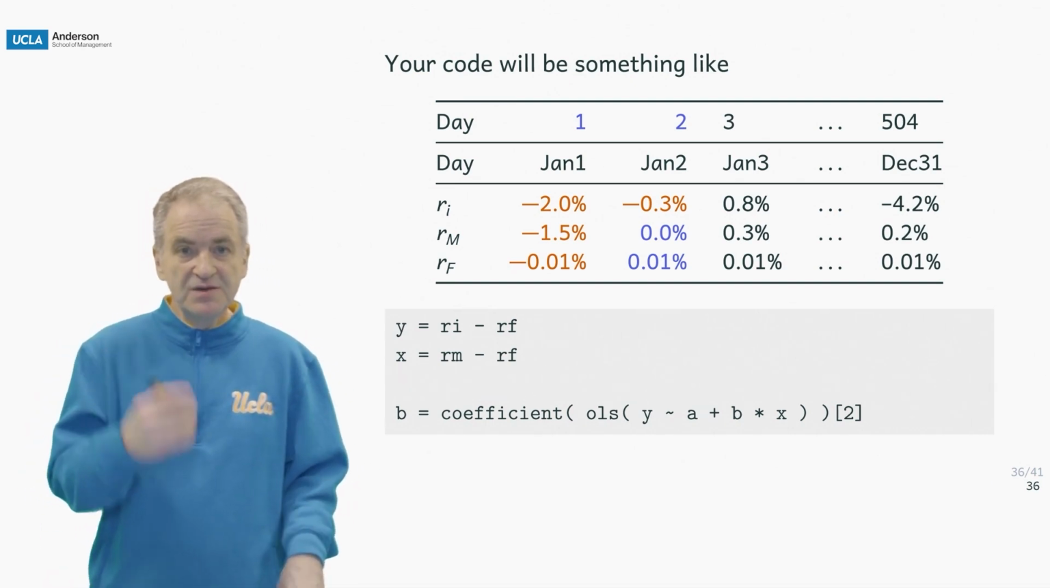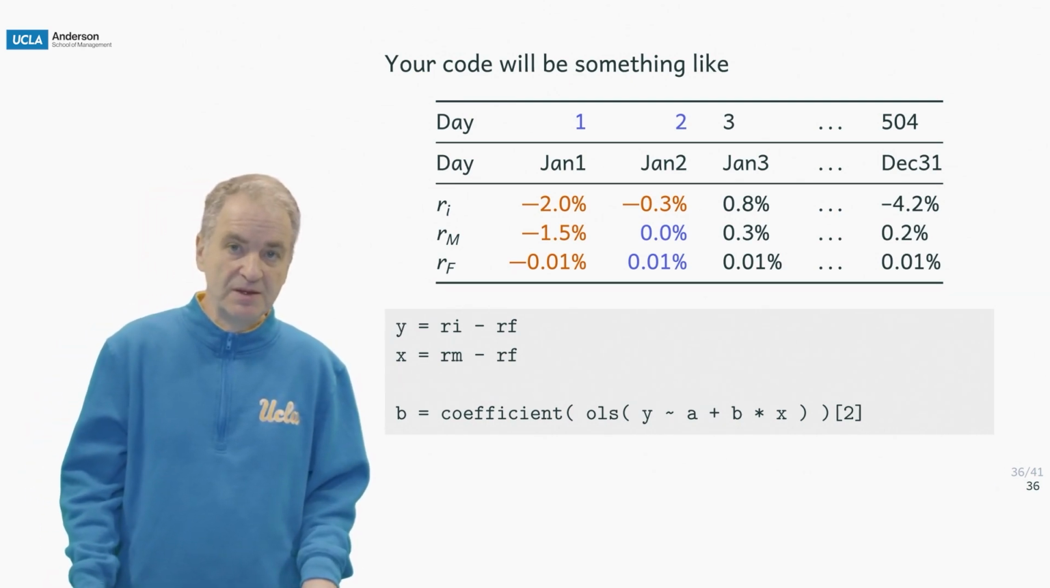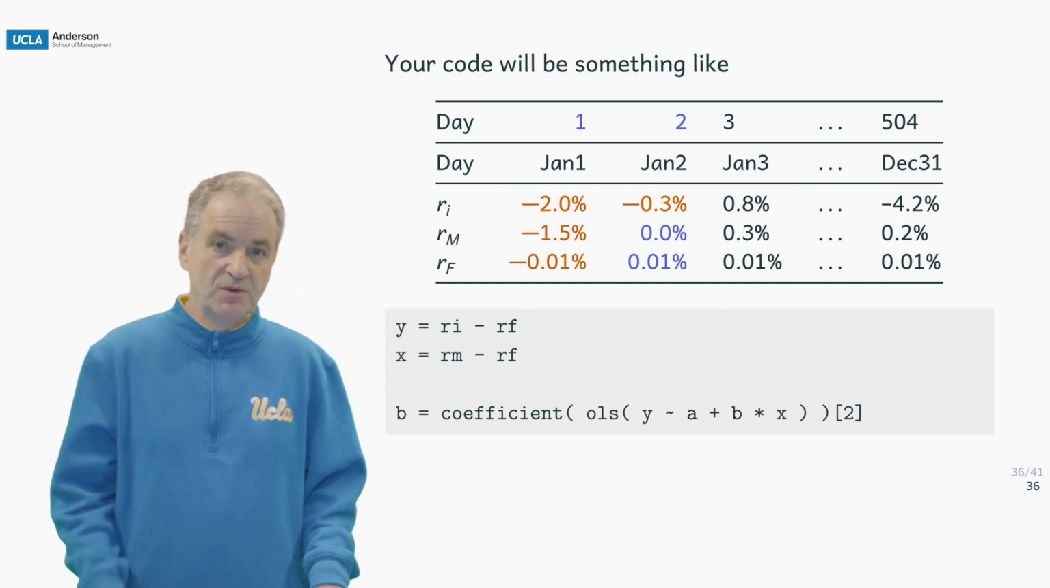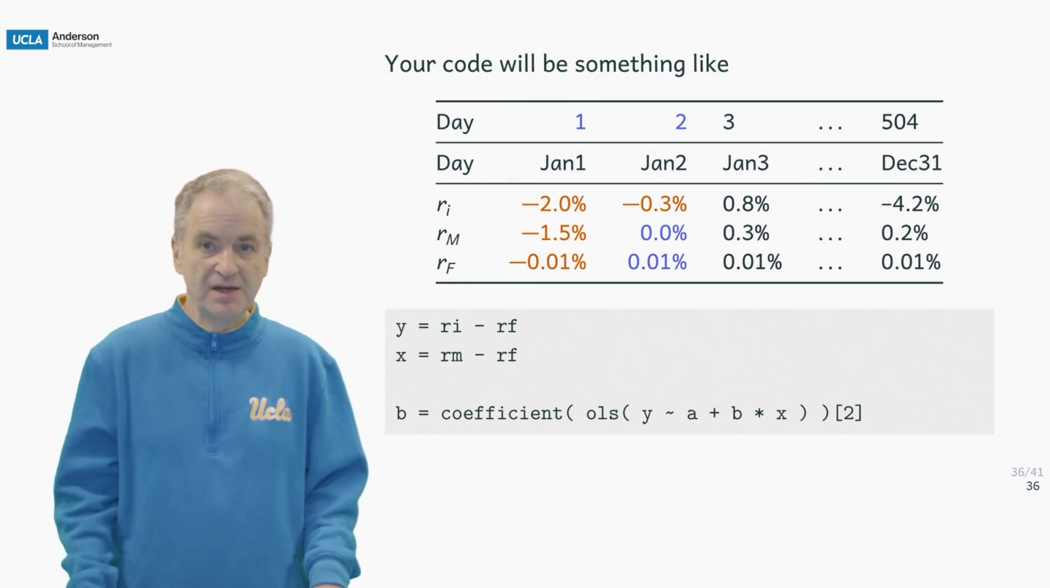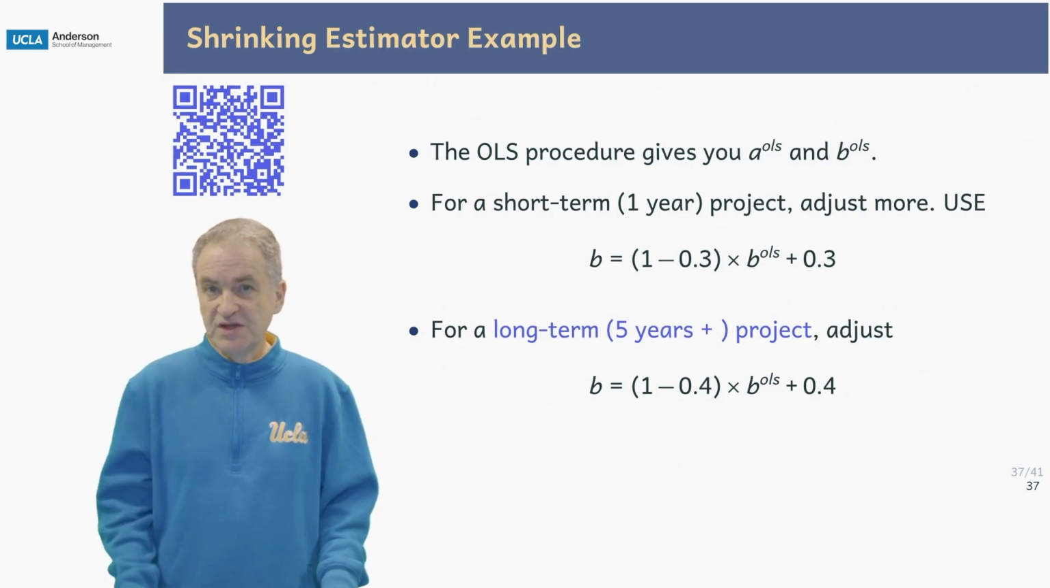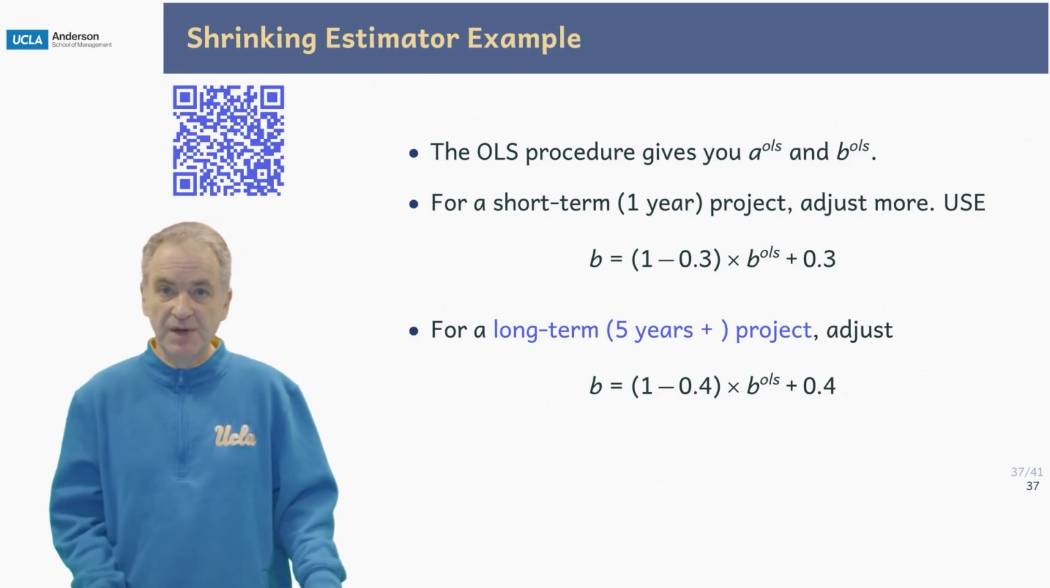I say, please conduct an ordinary least square regression, and then take the second coefficient from that, which is the beta. I'm interested in the beta, not in the alpha. The OLS procedure is going to give me both alpha and beta.